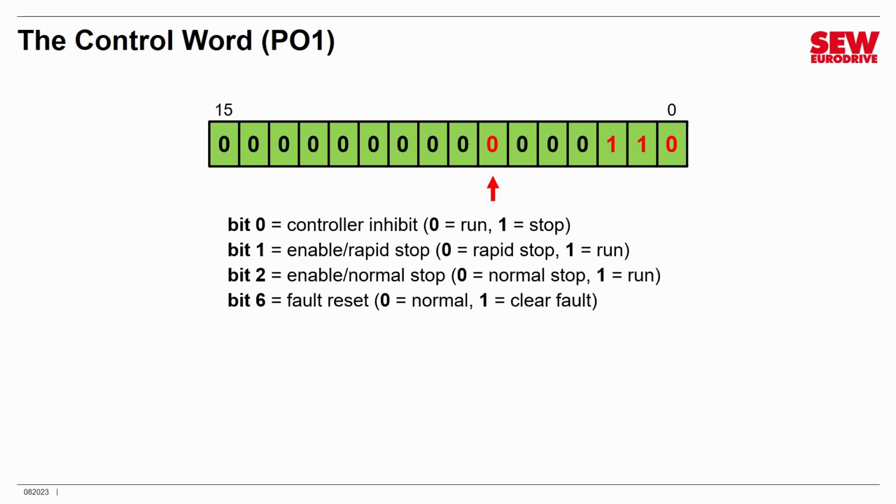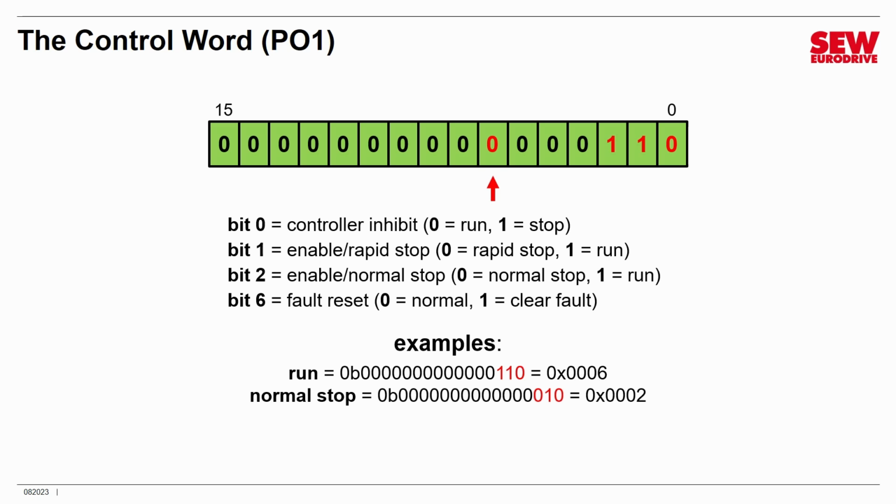So let's look at a few examples here. If I send it this binary pattern, and its hexadecimal equivalent is 0006, the VFD will run. So this is what you send over the field bus to tell the VFD to start up. If I want to do a normal stop, I send it as 0002. This has the right bit pattern to make it do just a normal ramped stop. If I want to do a rapid stop, I send it all zeros, and that will do a rapid stop using the special fast ramp.